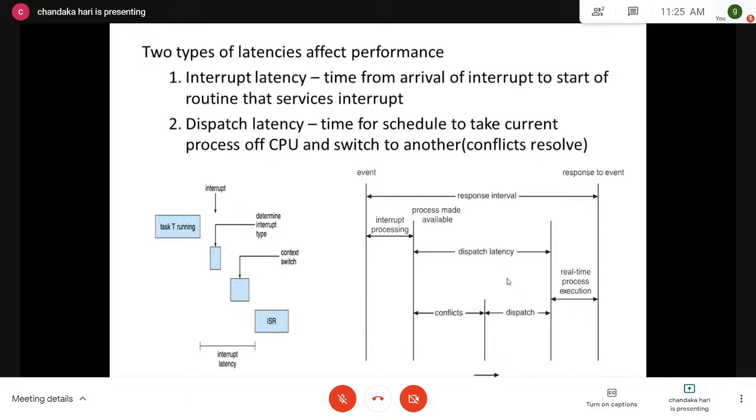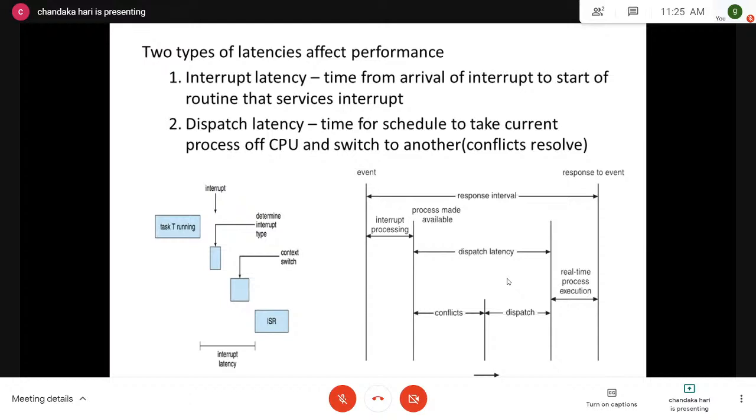Suppose you want to design a real-time operating system within this particular time limit. This is not possible. So you need to design an operating system accordingly. The total amount of time for resolving the conflicts and dispatching is called dispatch latency. One year we got a question like this.